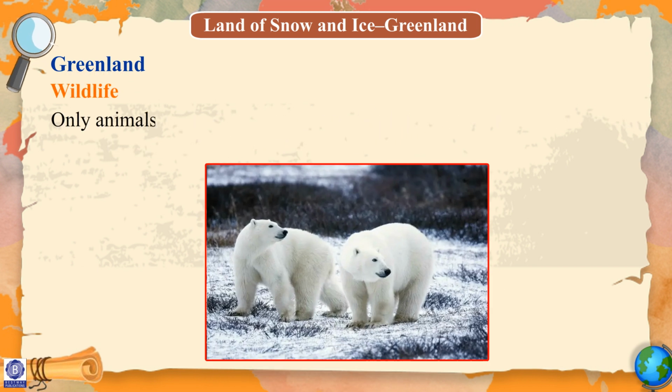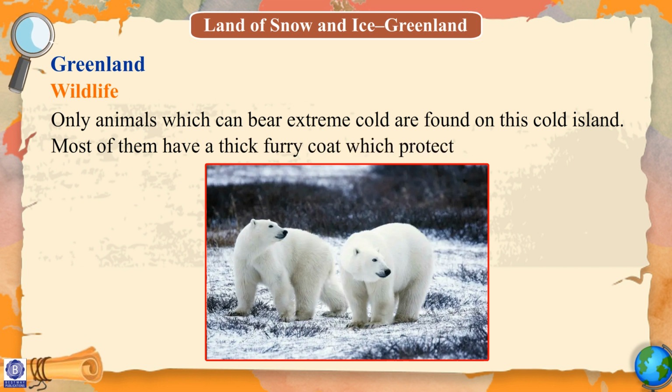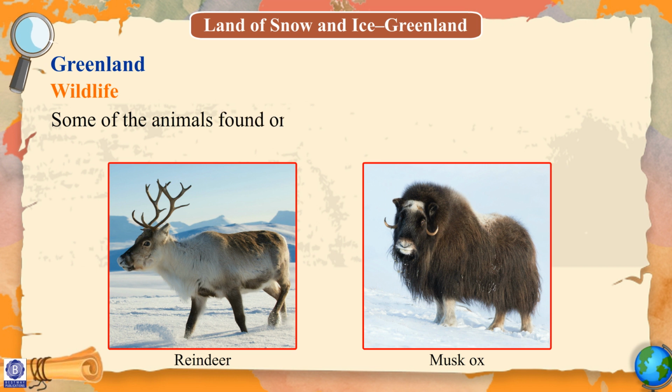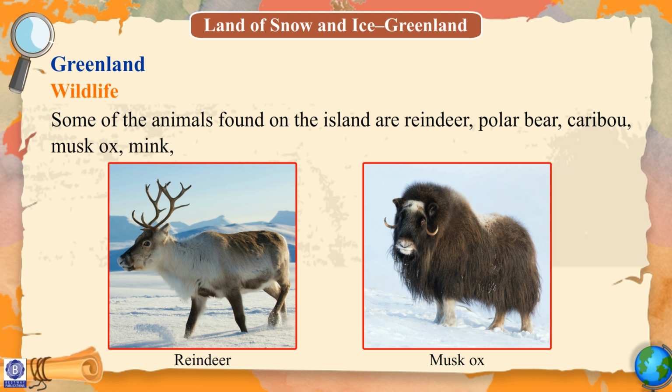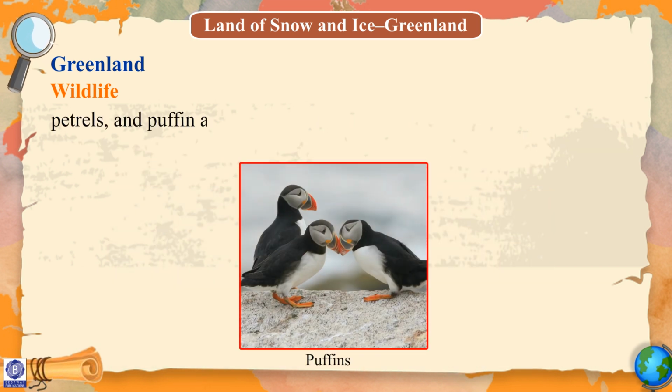Wildlife. Only animals which can bear extreme cold are found on this cold island. Most of them have a thick furry coat which protects them from the cold. Some of the animals found on the island are reindeer, polar bear, caribou, musk ox, mink, seal, Arctic wolf, Arctic fox, whale, etc. Seabirds like gulls, petrels, and puffins are also found in Greenland.